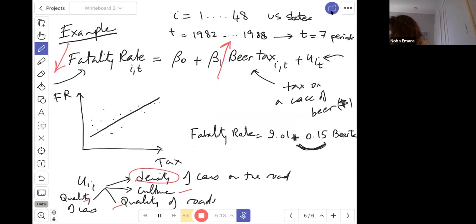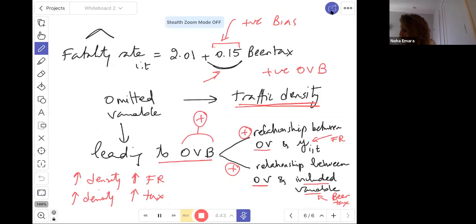So the culture, for example. I know culture is not something that we can measure, but we can just try to make sense out of it. So if you think about the culture, again, I need to think about it in these two ways, right? Now I'm going to remove this fatality rate. Oh, sorry, it's the same fatality rate. The Y is always fatality rate.